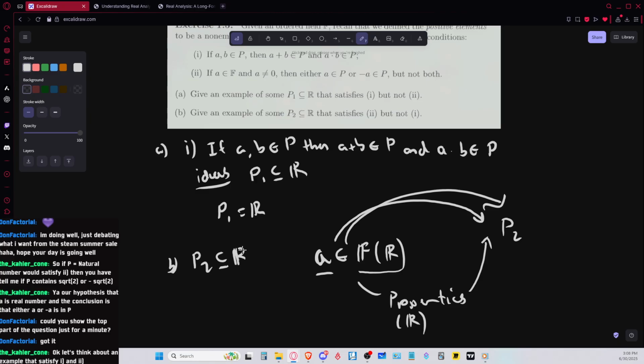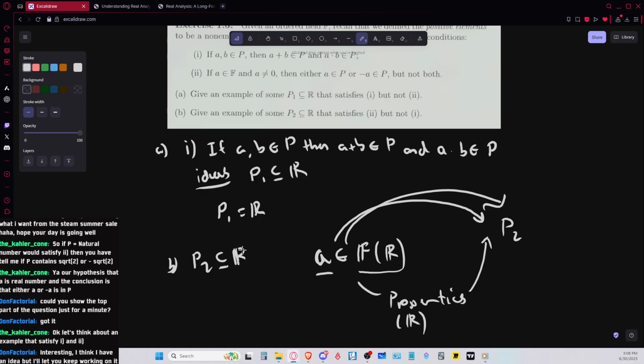Well, if 2 just turns everything into a real number, right? Because actually, let's see. So the way I solved, interesting. I think I have an idea, but I'll let you keep working on it. Okay.